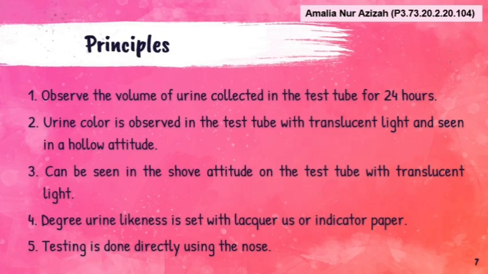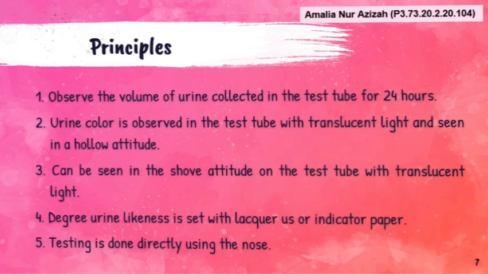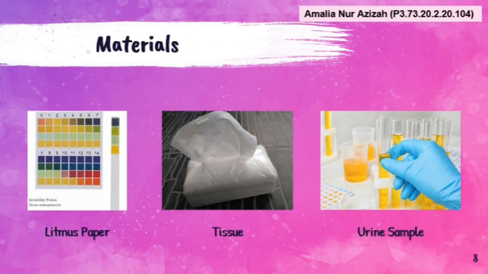Principles. 1. Observe the volume of urine collected in the test tube for 24 hours. 2. Urine color is observed in the test tube with translucent light. 3. Clarity can be seen in the test tube with translucent light. 4. The degree of urine acidity is tested with litmus or indicator paper. 5. Testing of odor is done directly using the nose.